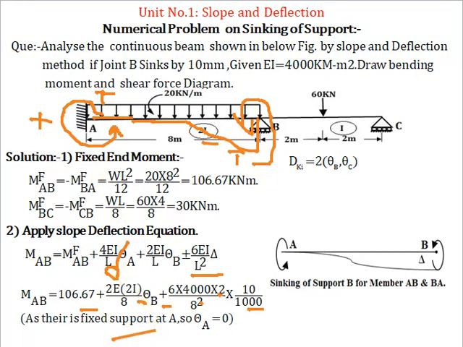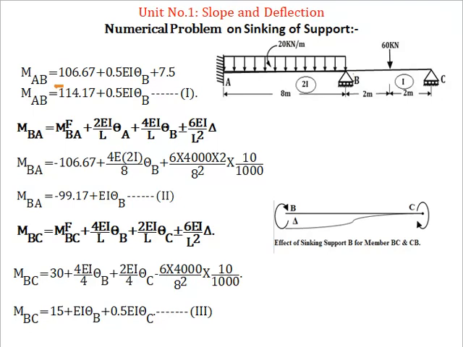So finally, MAB is equal to 106.67 plus 0.5 EI theta B plus 7.5. Simplifying, MAB is equal to 114.17 plus 0.5 EI theta B. Let's say equation 1.